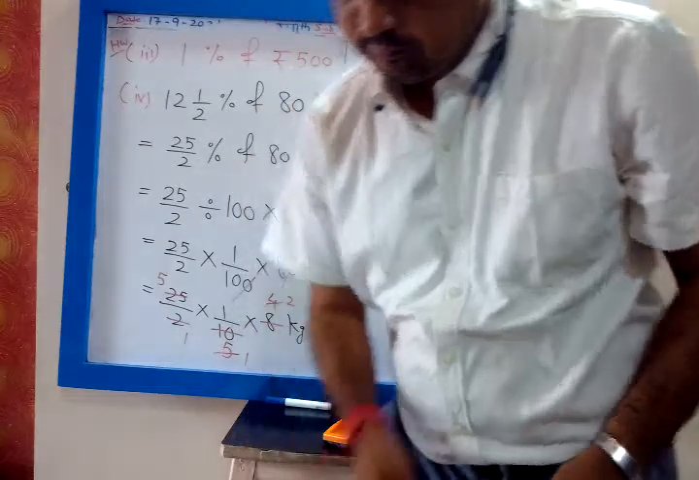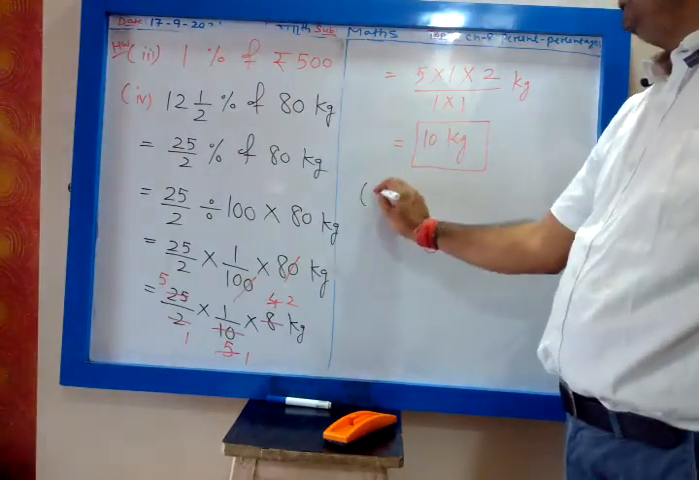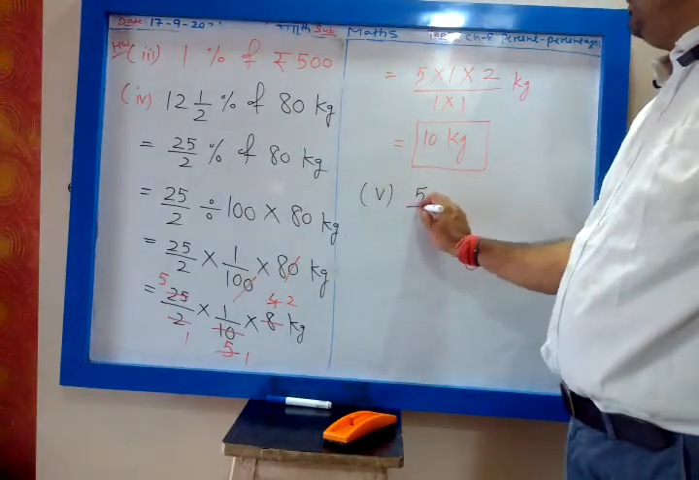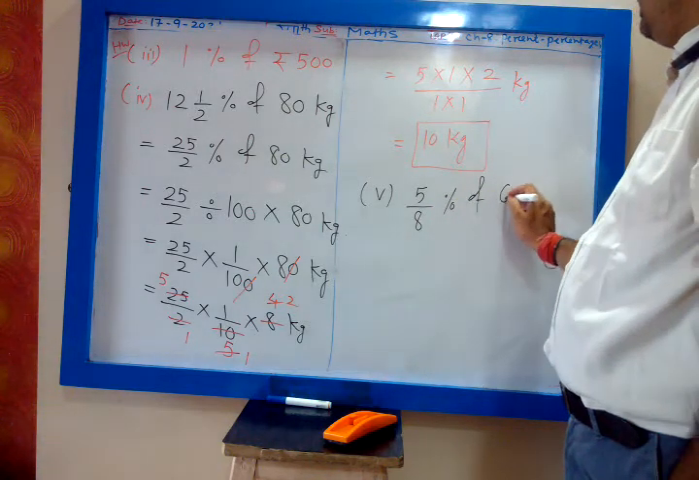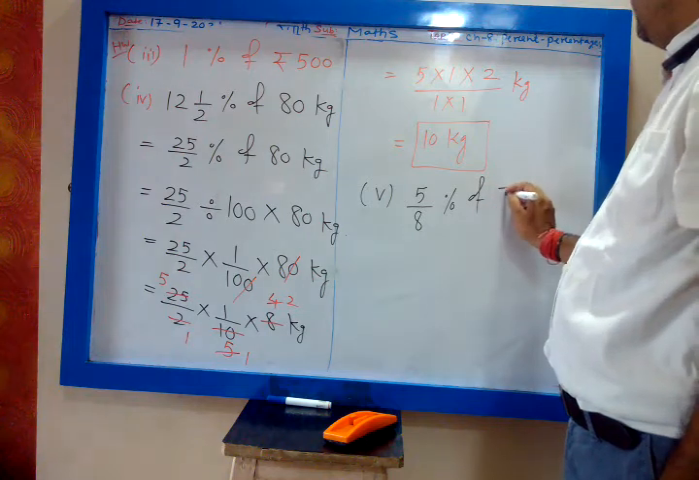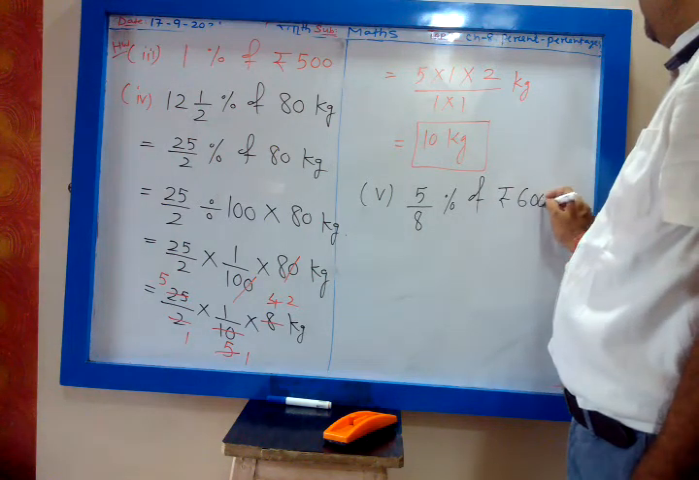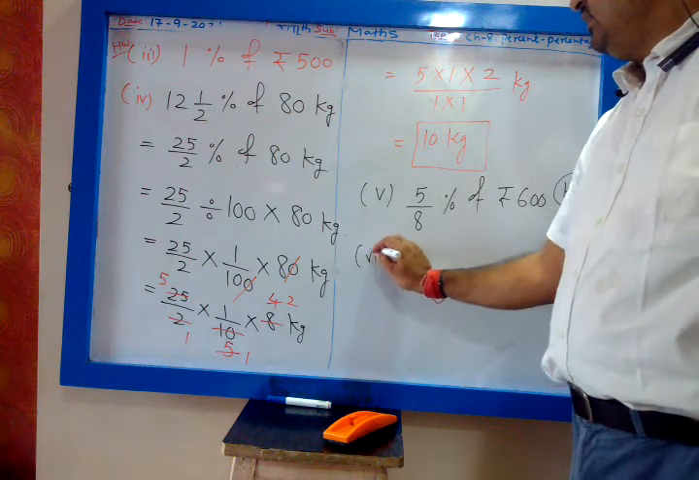Simple one. Then 5 by 8% of 600. This I am going to give as homework. Okay? 5 by 8% of rupees 600. So 5 by 8 divided by 100. Yes? So homework. Easy one. Okay? Then sixth one.